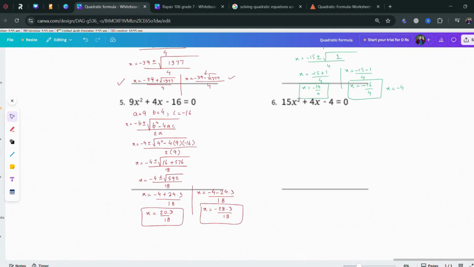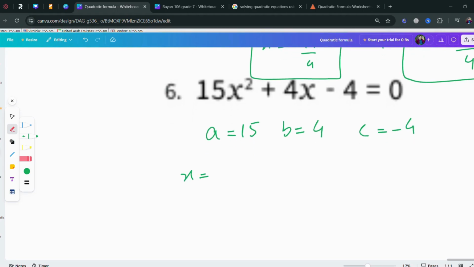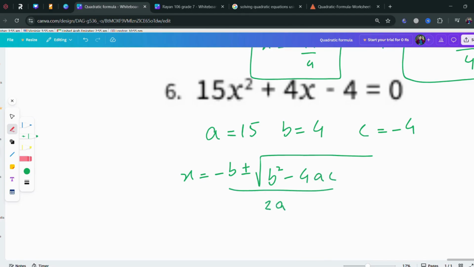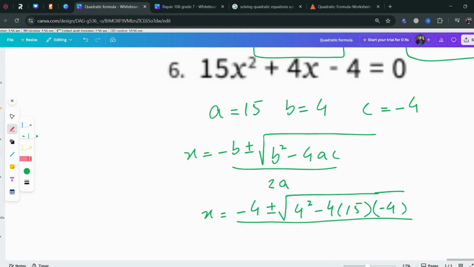Alright guys, so now let me just move towards the sixth question over here. For this one, as we can see, a is equivalent to 15, b is equivalent to 4, c is equivalent to negative 4, right? So now x is equivalent to minus b plus minus radical b squared minus 4ac divided by 2a. So x is equivalent to minus 4 plus minus radical 4 squared minus 4 times 15 times negative 4, all of it divided by 2 times 15. I hope you are understanding it.